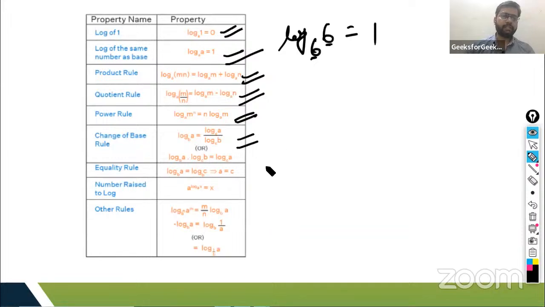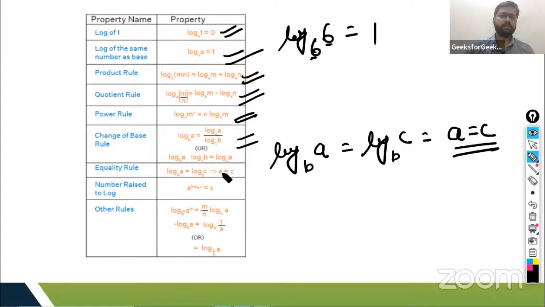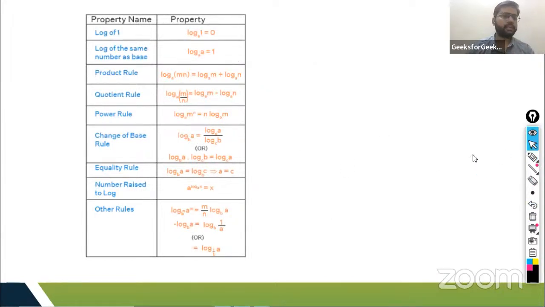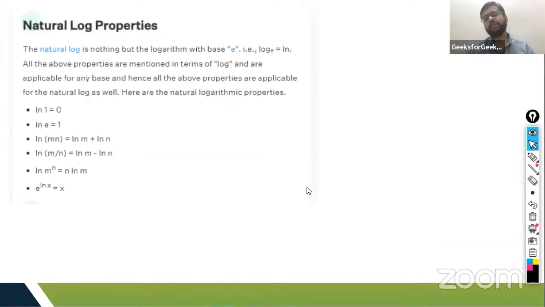Then equality: if log base b of a is equal to log base b of c, then in that case a is equal to c. Then a to the power log base a of x is equal to x. So these are the simple rules. Just look at these rules, they are really important. Once you have seen that part, we will see some questions. GATE never asks questions directly based on log problems, but they will mix these problems into differentiation as well as integration problems.